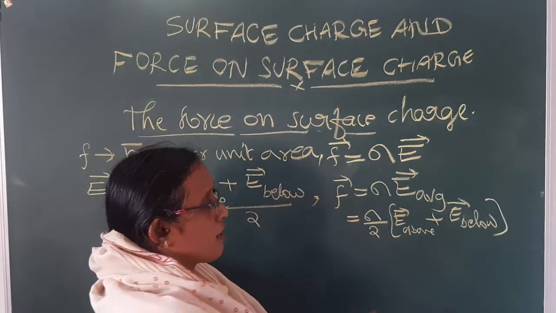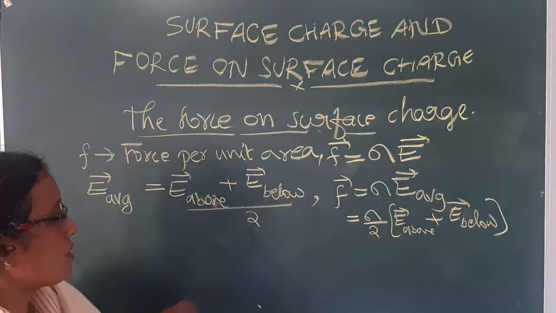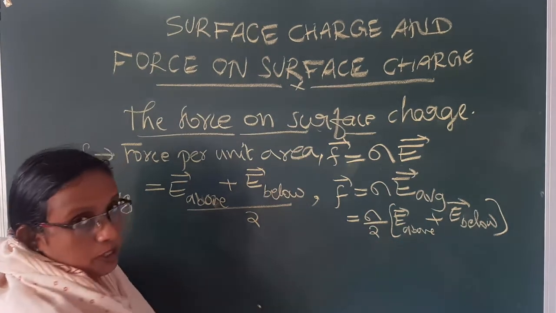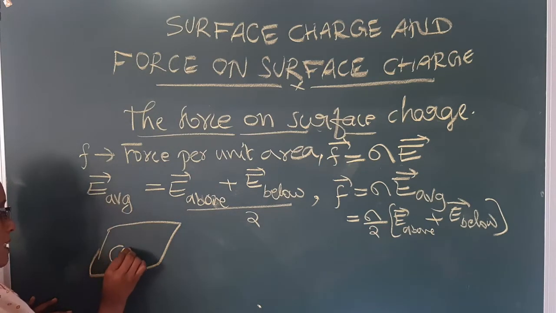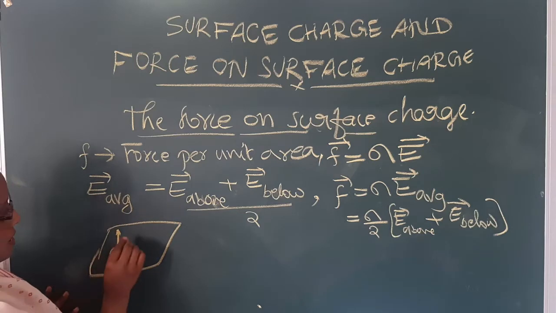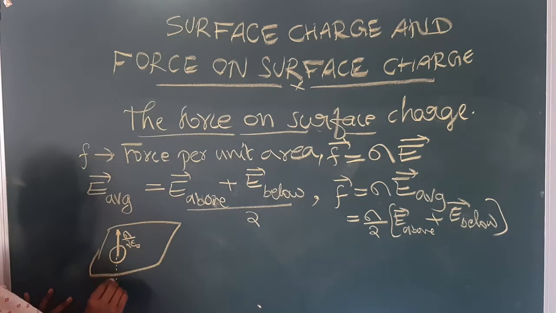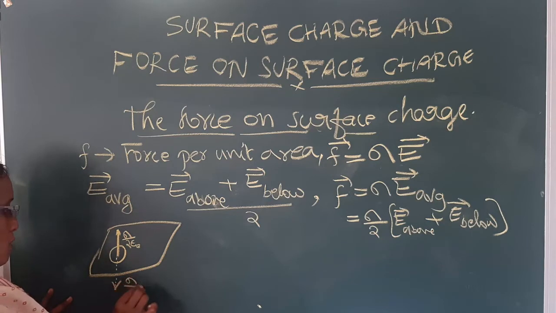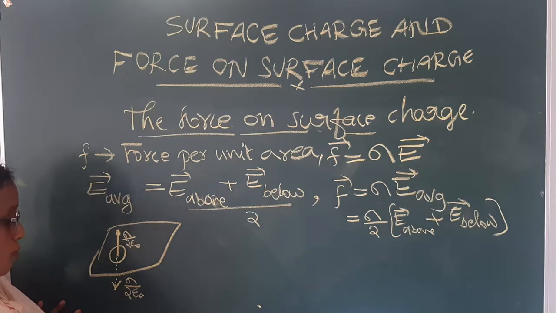Now we want to find out how we can conclude that this is the field we need here. We want to find out this E average. How do we get this expression? For that, just consider a surface charge like this. This is a surface charge density and there is a patch here. The electric field above this patch is given by sigma by 2 epsilon 0, and the electric field just below this patch is also given by sigma by 2 epsilon 0. Electric field below and electric field above are discontinuous by an amount sigma by epsilon 0. We already learned about this.